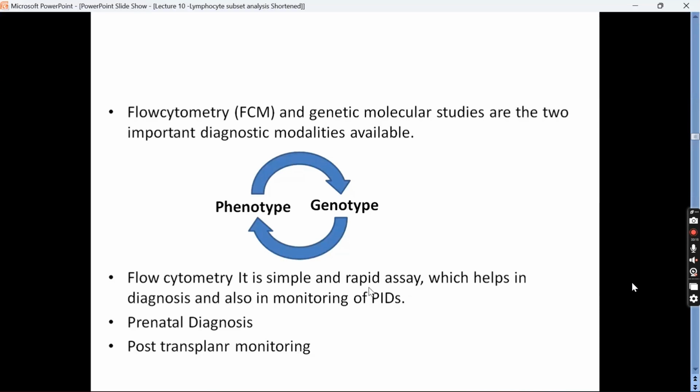Flow cytometry is a simple and rapid assay. If you are sending for next generation sequencing, for you to get the report, it definitely takes a week or beyond that. With flow cytometry, if you give the sample this morning, I can give you the report by this evening.